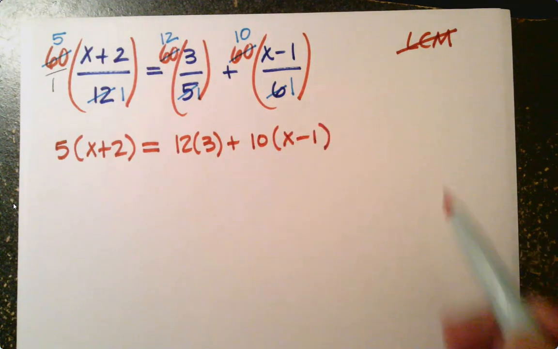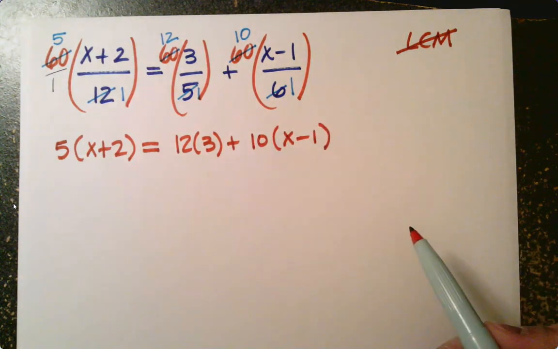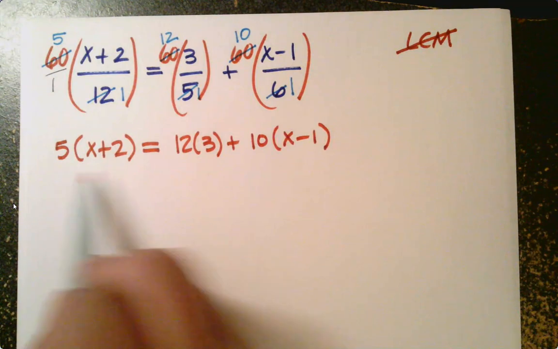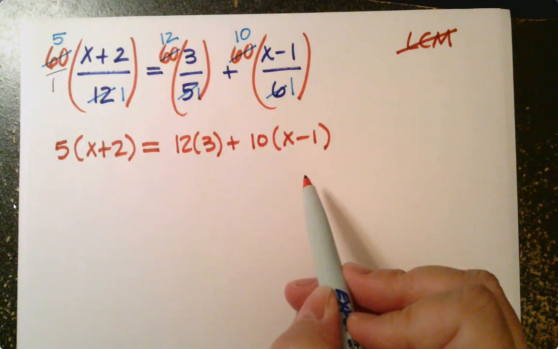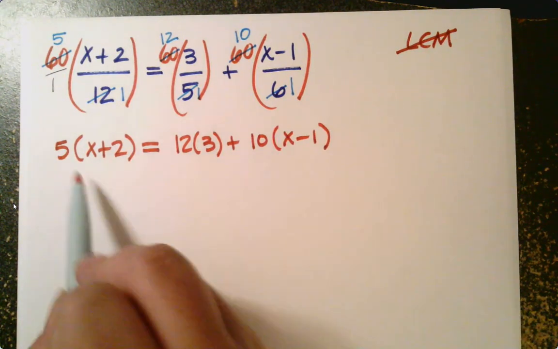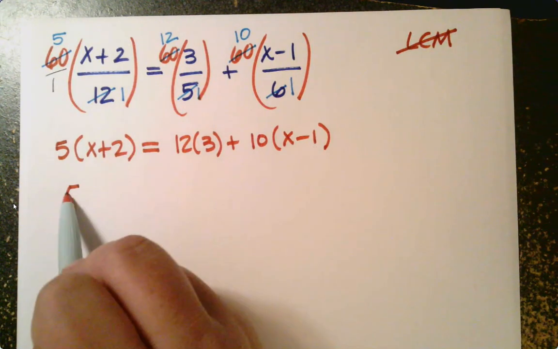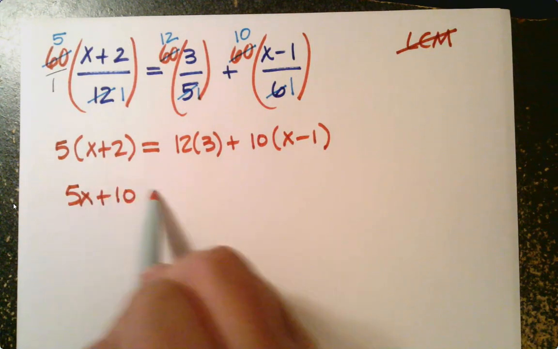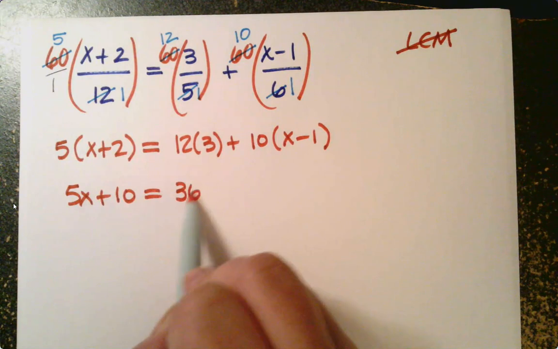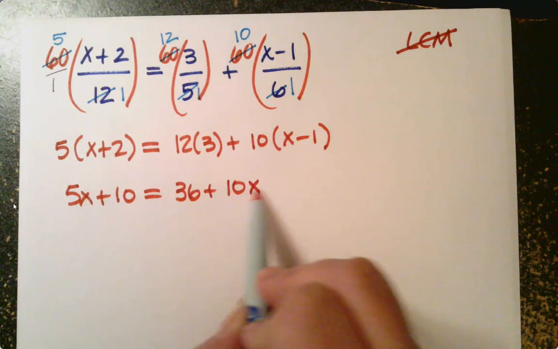Make sure you use parentheses if you need to. So now I get to distribute. Now it's basically just a regular old equation that we can solve the way we do anytime we don't have fractions. So 5x plus 10 equals 36 plus 10x minus 10.